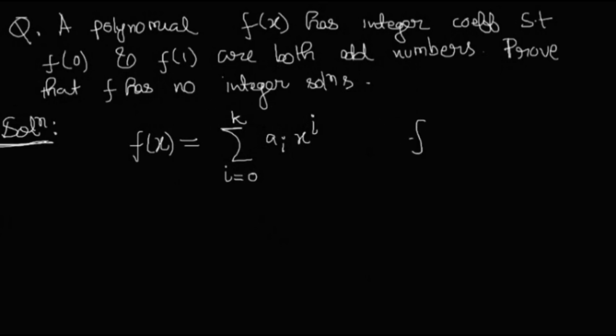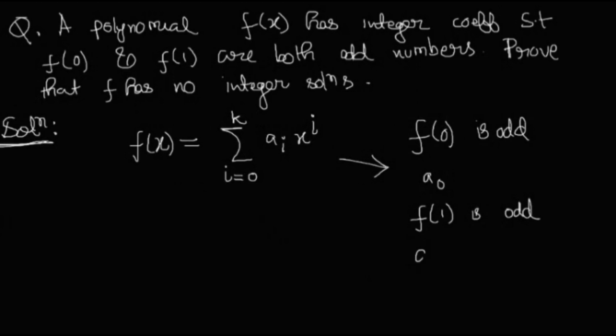So you have f of 0 is odd. In this notation, f of 0 is nothing but a naught, because the rest of the terms, which will be a1 times 0 to the power 1 plus and so on, all become 0. So you are only left with a naught, which is odd. If you follow this notation, the first statement says that a naught is odd, and f of 1 is also odd. This is the second statement.